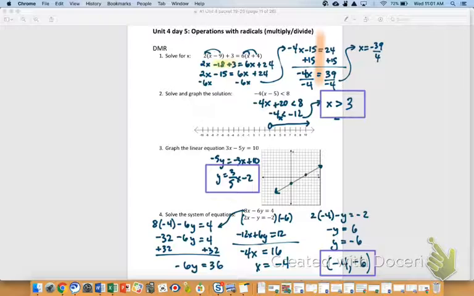Anyone else? Good opportunity to ask. Is there any way possible you could do number 4? Is there any way possible I could do number 4? Yeah. Because I got y equals 10. I think there is a way.